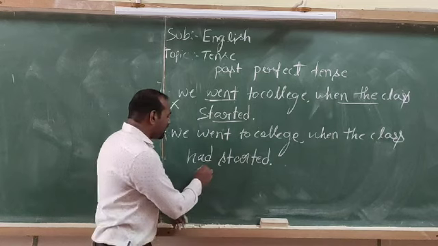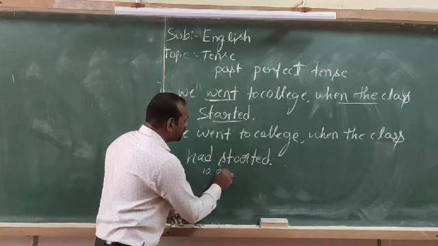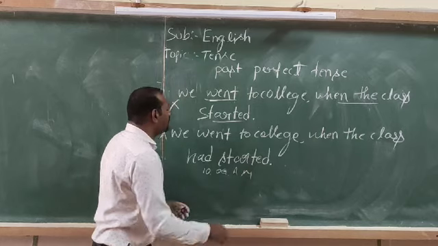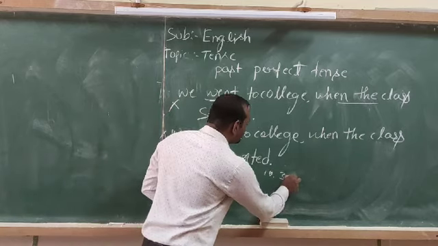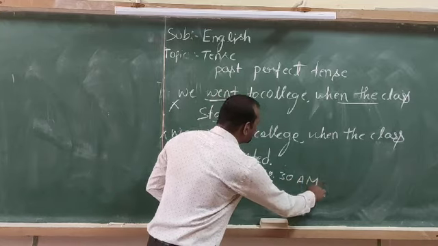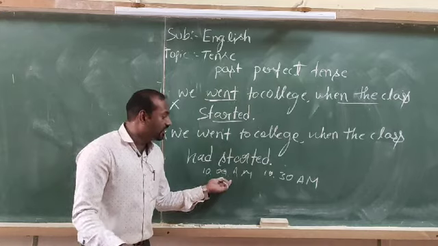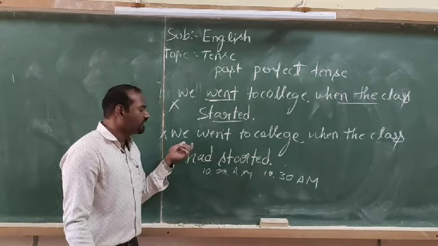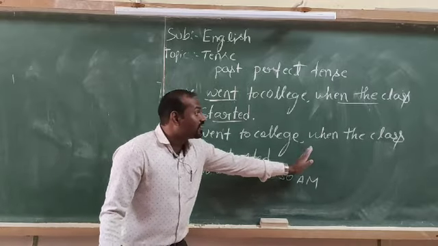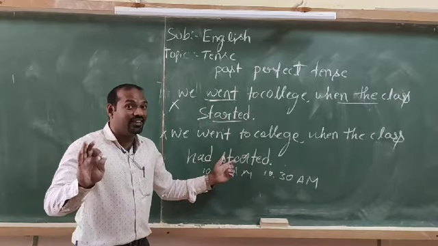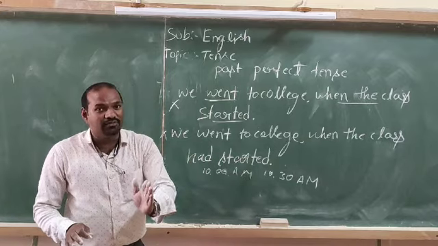Maybe the classes start at 10 a.m. Maybe we went at 10:30. In the timeline, the 10 a.m. will come first, then after that, 10:30. Look here, the student might have gone to the college late, but the class had started already. So the class had started already occurred first.